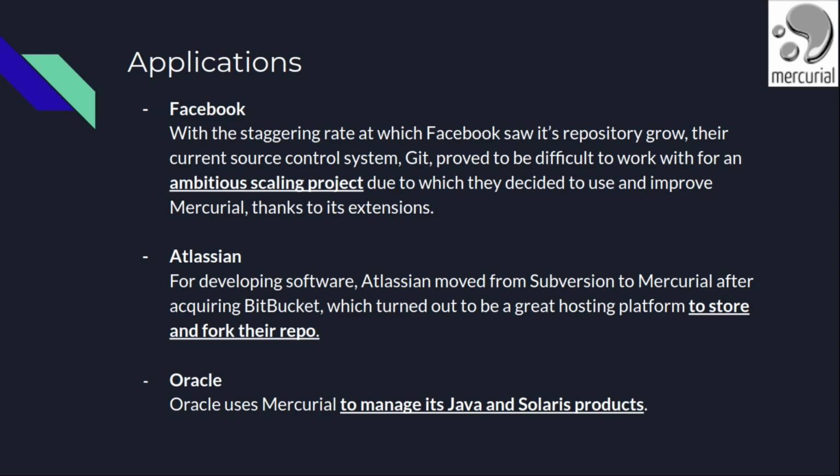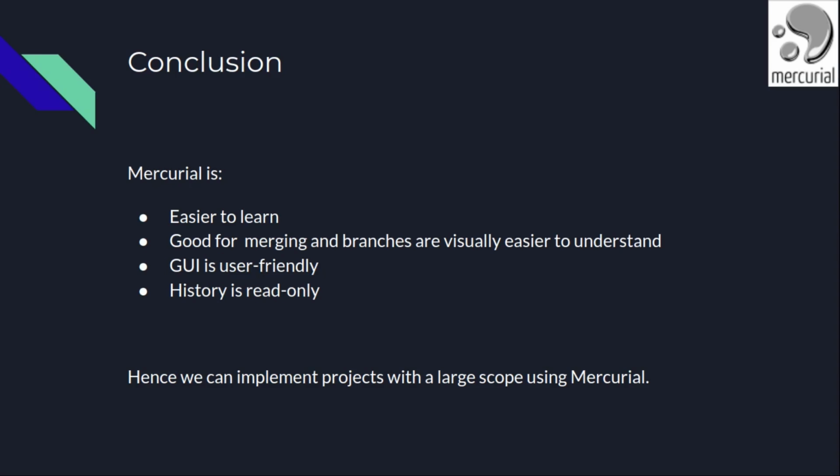Oracle uses Mercurial to manage its Java and Solaris products. So, the conclusion we get from the above is that Mercurial is very easy to learn, it is good for merging, and branches are visually easier to understand. It is quite user friendly and has a good set of GUIs and a large number of extensions. History is read only. Hence, we can implement projects with large scope using Mercurial.